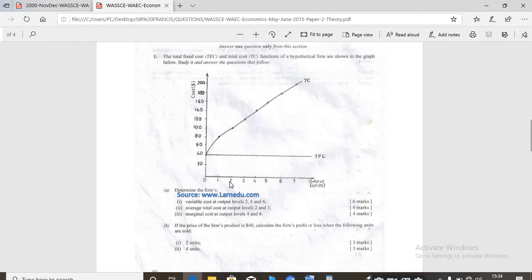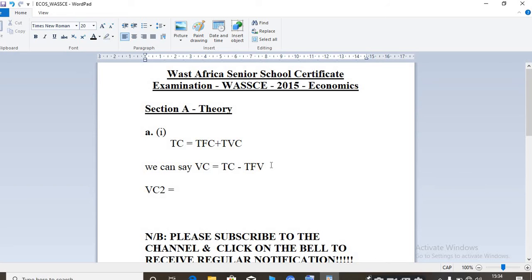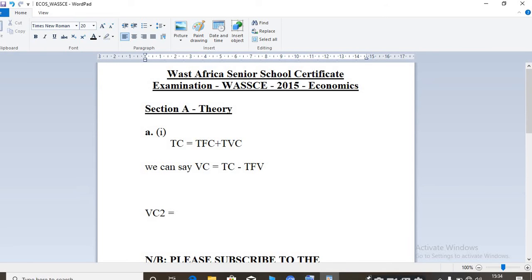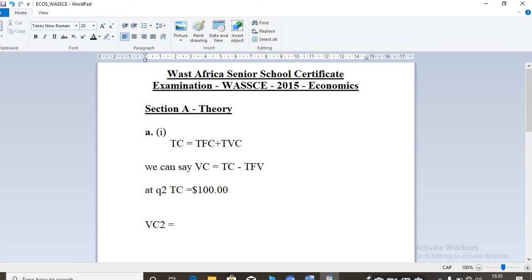Don't forget the currency sign. I think it's dollars, yeah, you can see. So from output 2, we trace it to the total cost curve, then to the cost section, and we get $100. So in your solution, at output Q2, total cost is equal to $100.